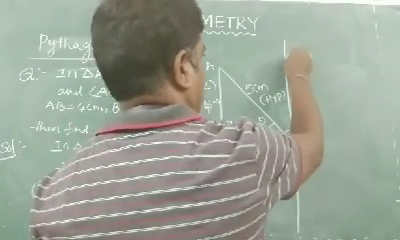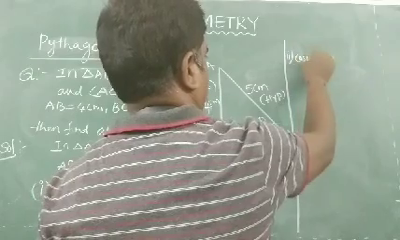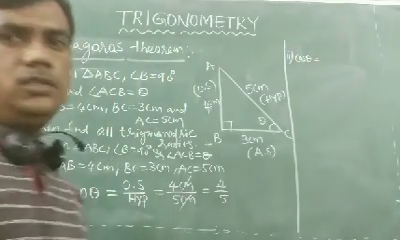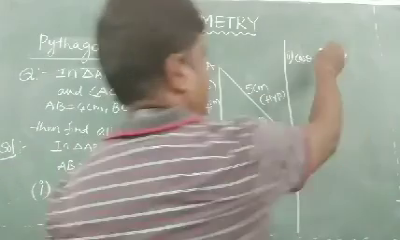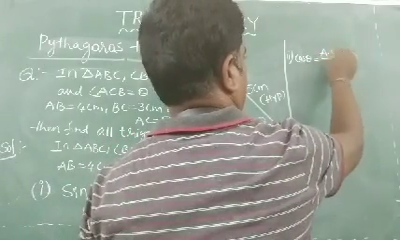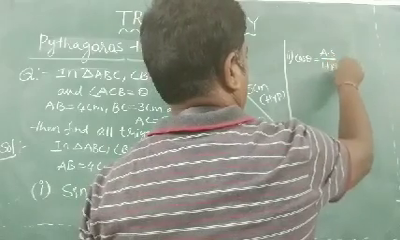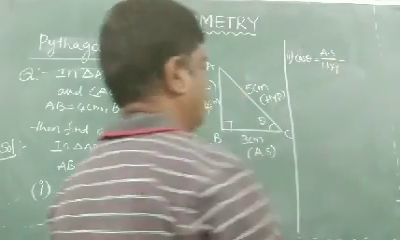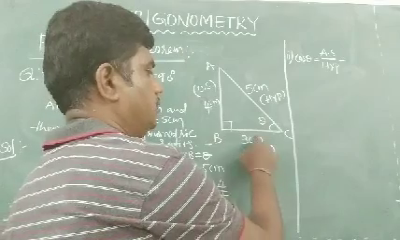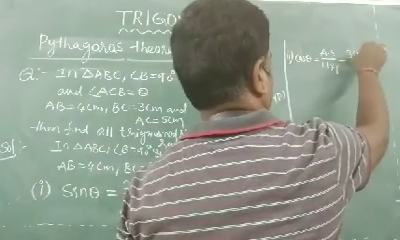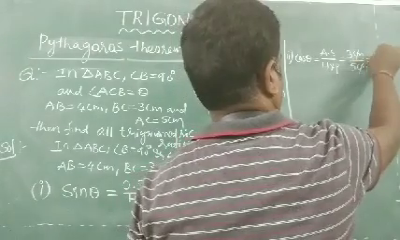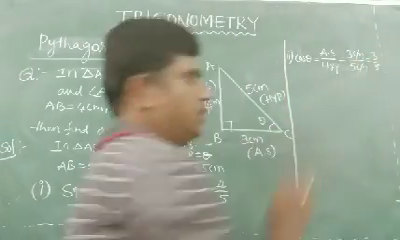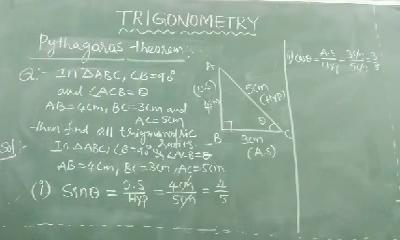The second one is cos theta. So cos theta means what? The ratio between adjacent side to hypotenuse is called cos theta. So your adjacent side length is 3 centimeters by 5 centimeters, the hypotenuse. Centimeter gets cancelled. So the answer is 3 by 5. So the second trigonometric ratio value is 3 by 5.